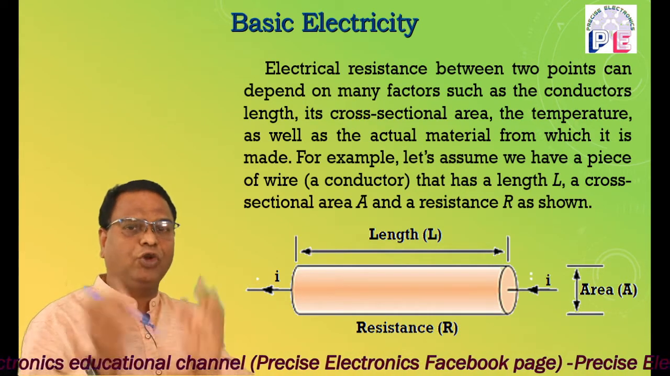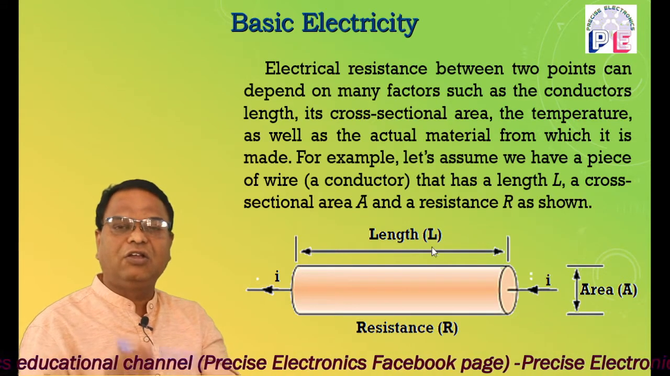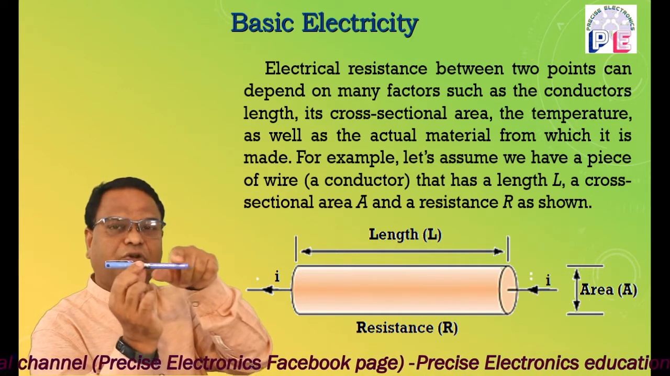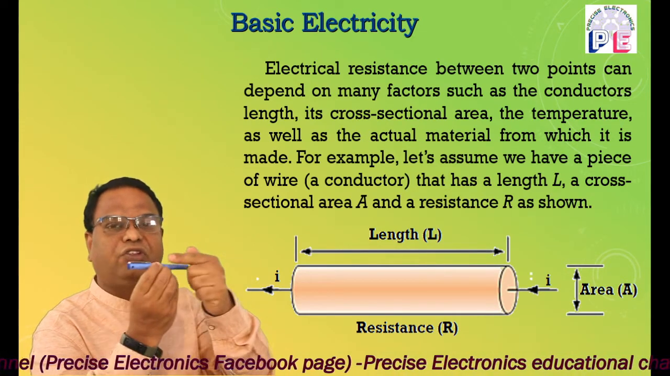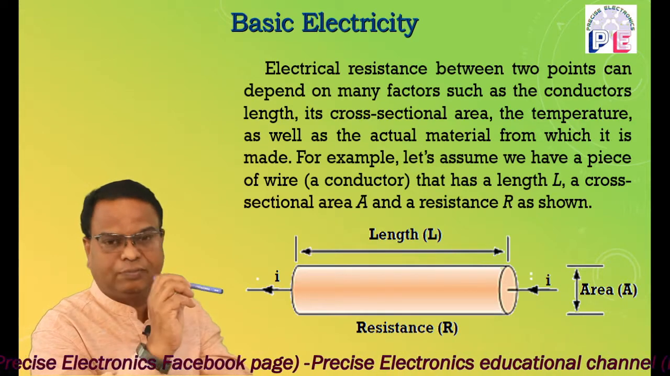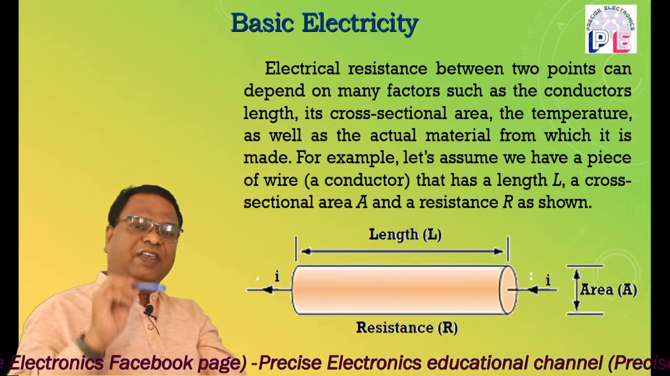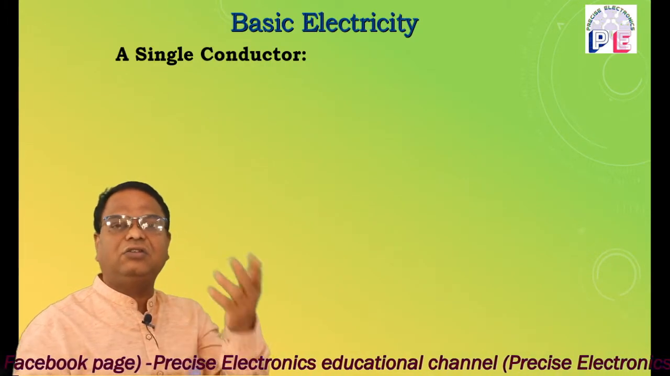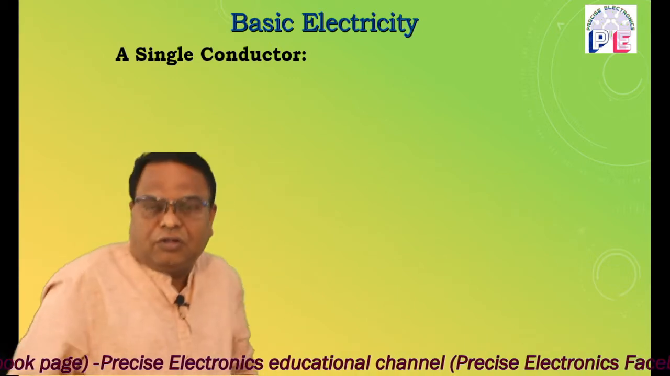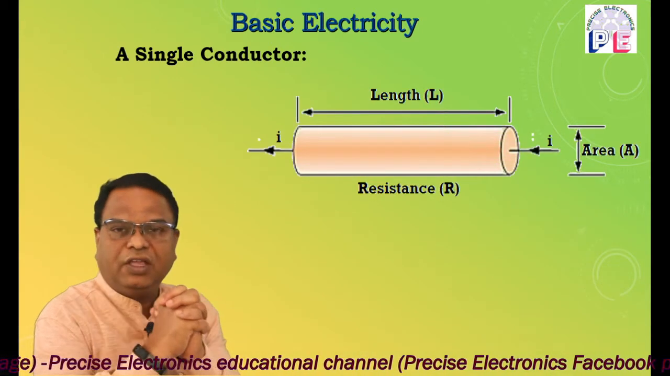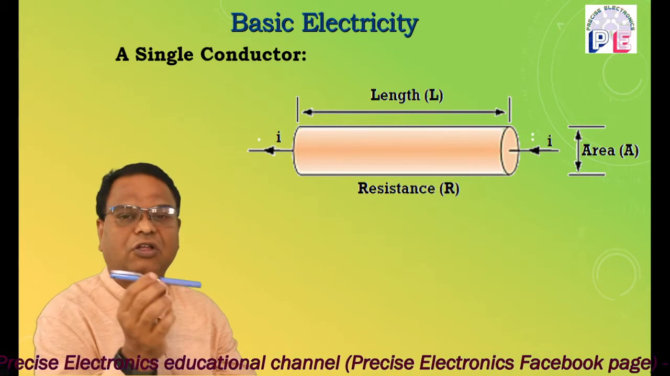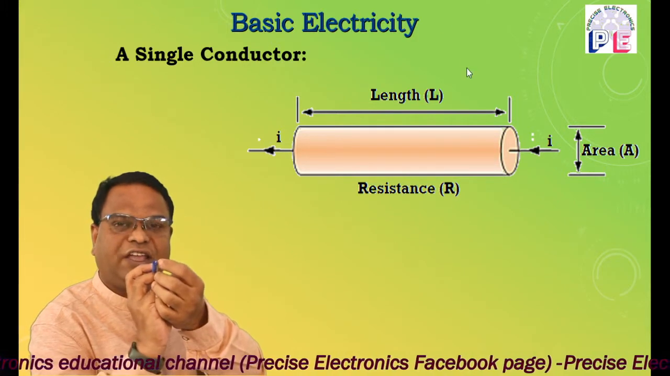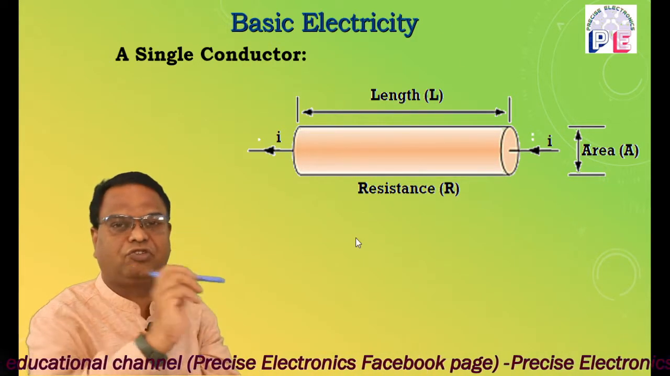Now one figure is going to be displayed on your screen. From this figure it is clear that a single conductor is used. Suppose this is the conductor. The resistance of the conductor will depend upon the length and cross-sectional area, and the current flowing through this conductor is indicated by I. In the single conductor, the resistance will depend upon the length, cross-sectional area, and the specific resistance of that material.